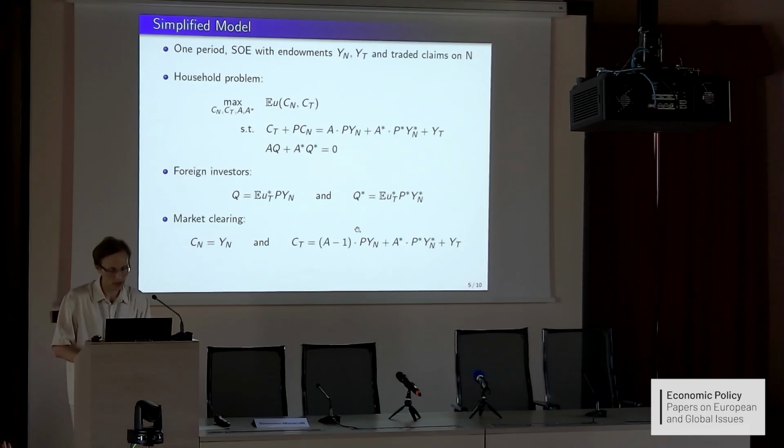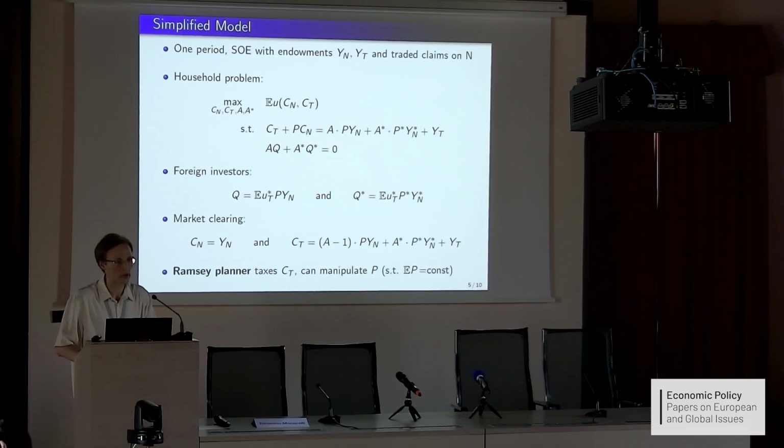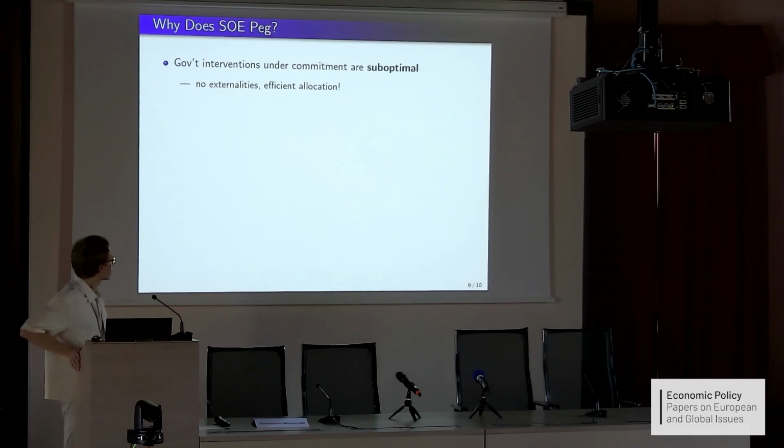There are foreign investors' budget equations, and there are market clearing conditions. And the planner can, in the background, manipulate consumption of tradable goods. So this can be FX interventions, it can be capital controls, other policies. Okay, so first result, and again, it kind of makes sense, but I think it's an important benchmark.